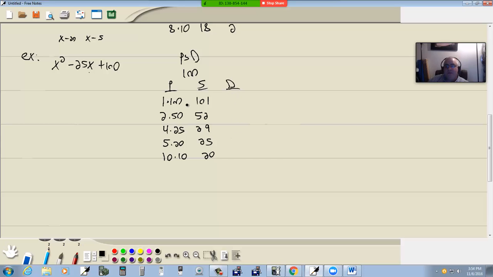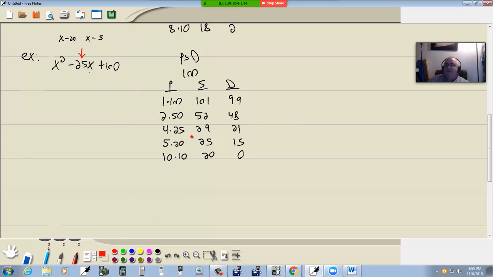Difference column. Subtract smaller from larger. 100 minus 1 is 99. 50 minus 2 is 48. 25 minus 4 is 21. 20 minus 5 is 15. 10 minus 10 is 0.